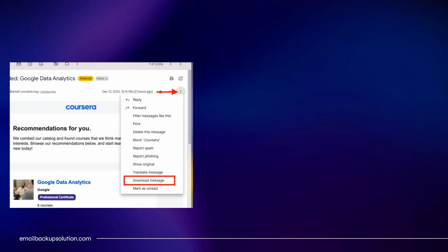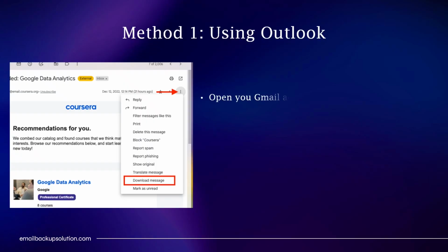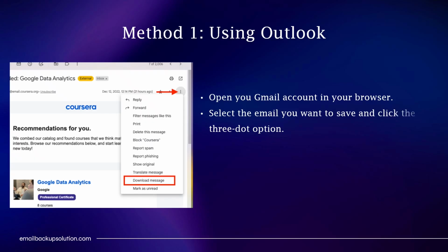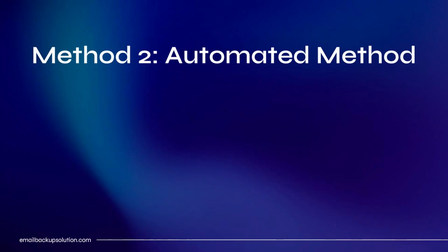In the first method, we use Gmail itself. Follow the steps. Open your Gmail account in your browser. Select the email you want to save and click the three-dot option. From there, select Download Message. That's it. The manual method is free, but it can be slow if you have many emails. You can only save one email at a time.